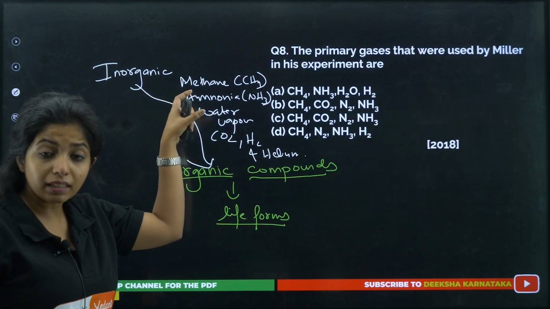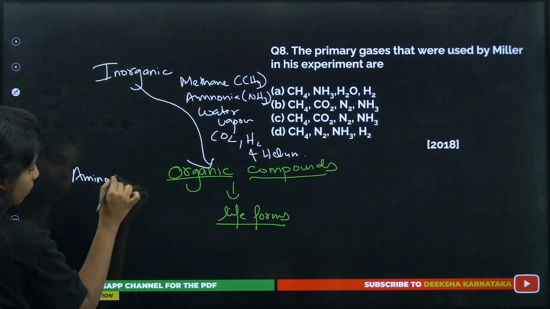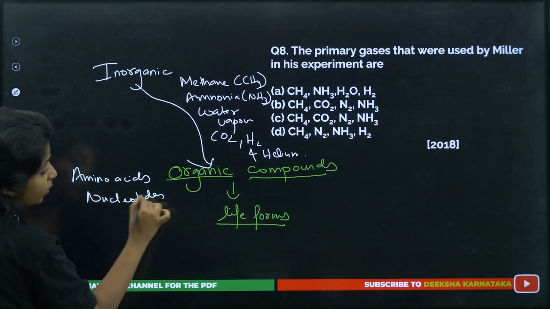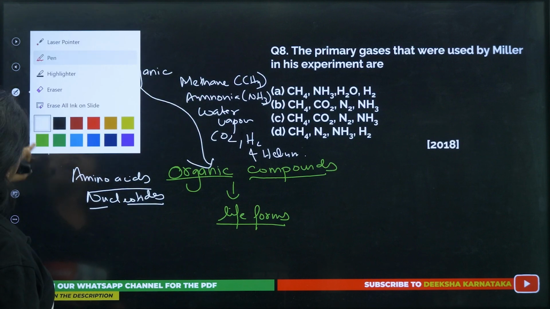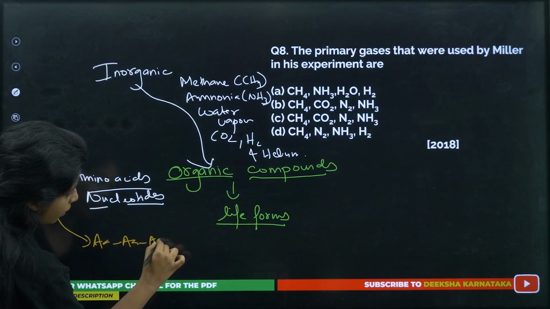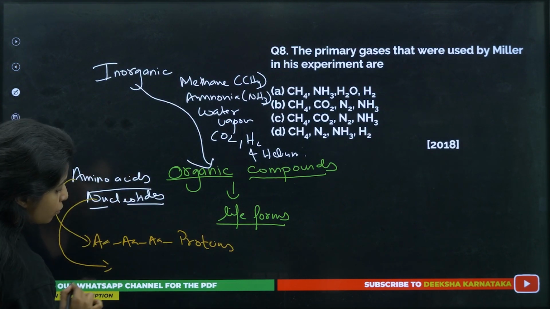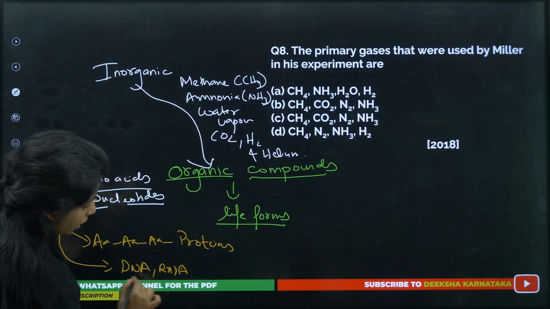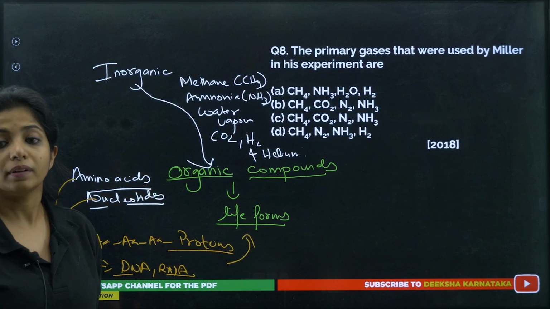So these guys, they came together to form the organic compounds such as what? Amino acids and nucleotides. Now, how did these things give rise to life forms, ma'am? Basically, my dear little champions, amino acids were the ones that come together to form what? To form proteins. Nucleotides, they come together to form what? DNA, RNA and everything. And our genetic material, our cells are made up of these things only. So this is how the life forms came into existence.